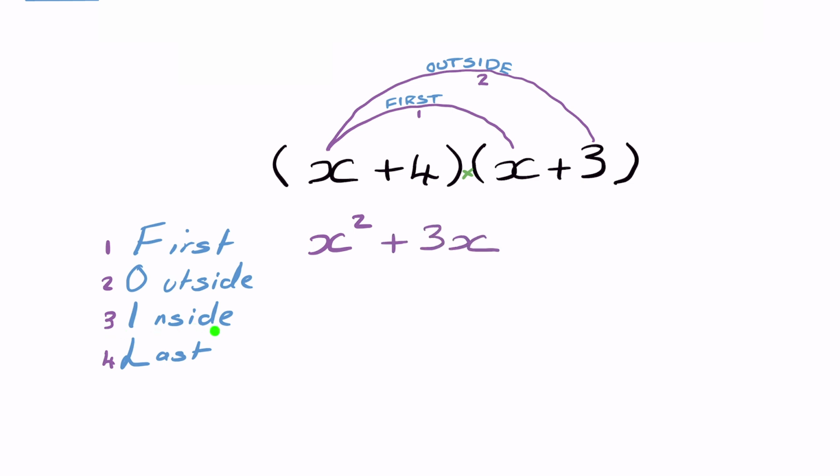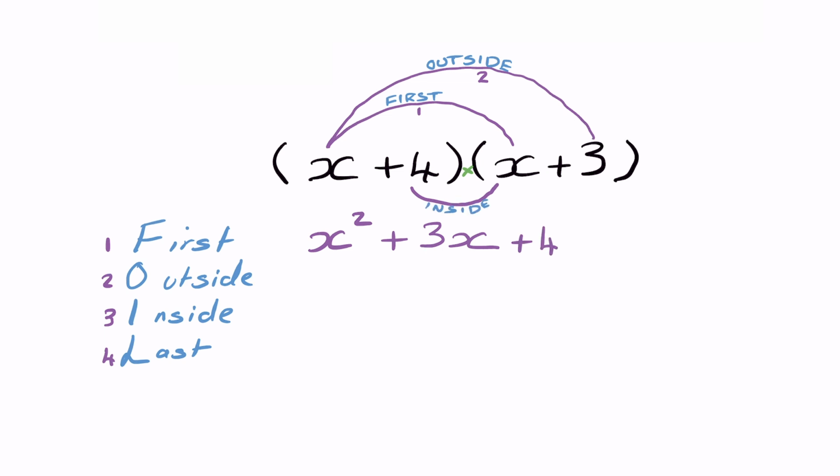Next, we're going to do the insides, and that's this term here multiplied by this one here. We have positive 4 multiplied by x. That's our inside, and that gives us plus 4x. Then lastly, we do the last, and that is this last one multiplied by this last one here. And that's a positive 4 multiplied by a positive 3, which gives us positive 12. And now we need to simplify.